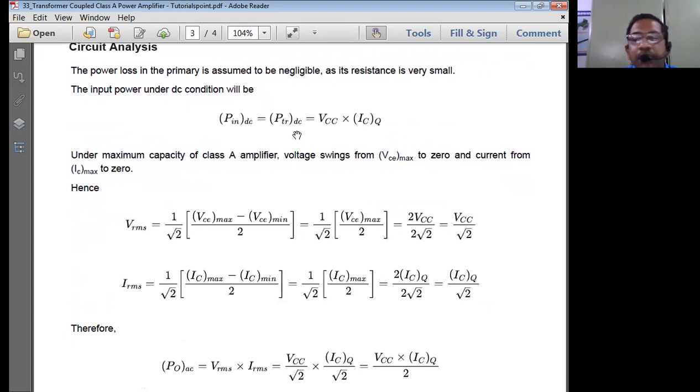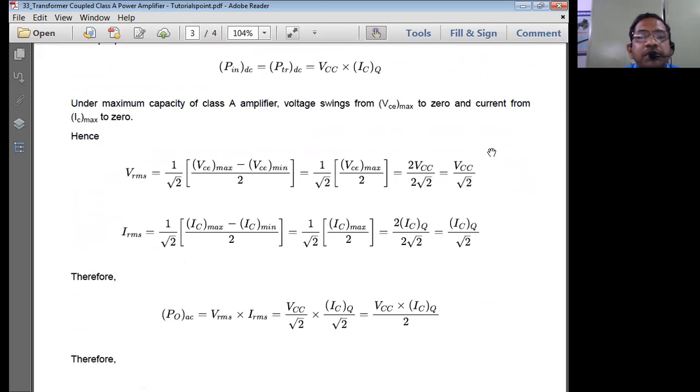What is the input power given to the circuit? It is P in DC equal to VCC into ICQ, which is the DC power applied to the transistor. Then what about the output power? Output power is equal to VRMS into IRMS. Therefore, output power is the AC power. Since it is AC power, I am going to write VRMS, so VRMS is equal to VM by root 2.